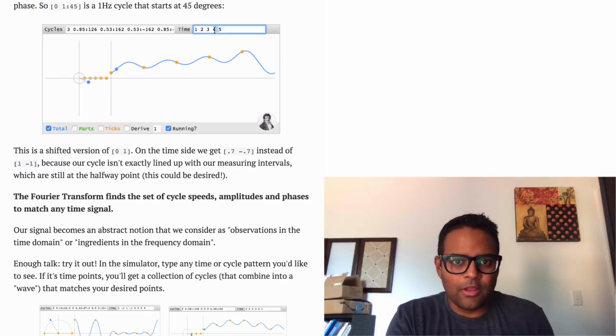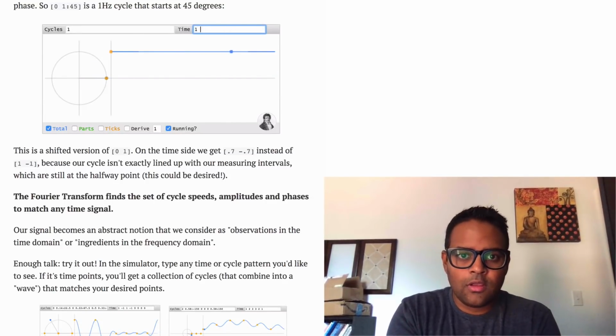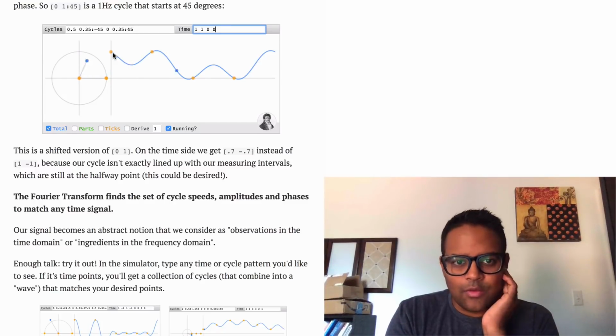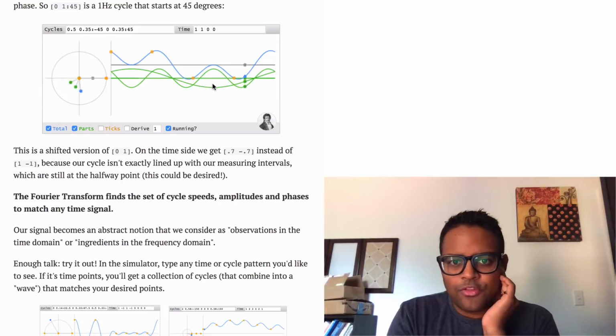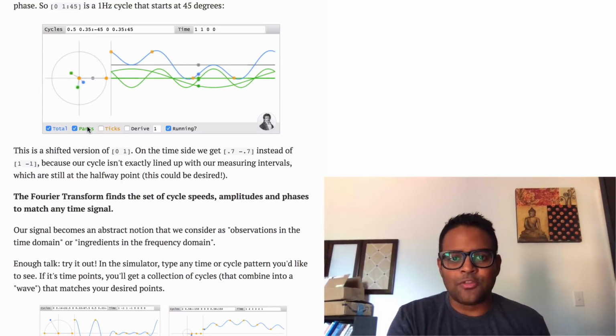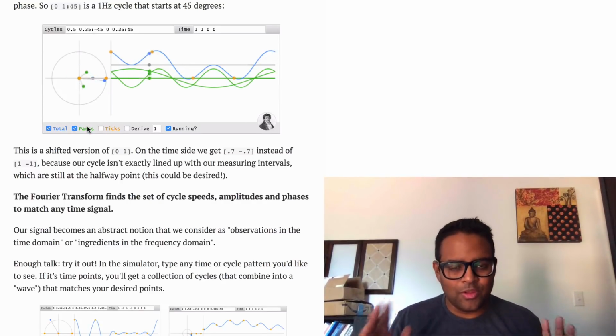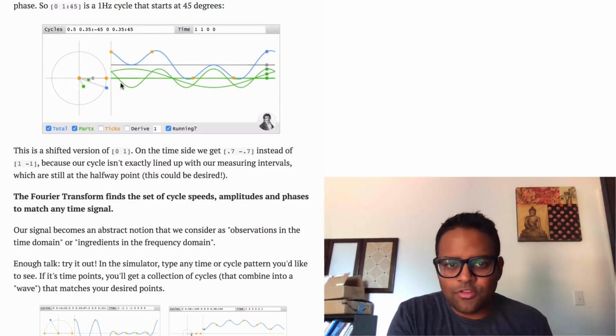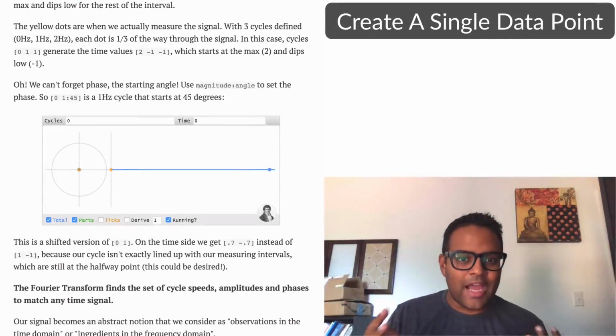And so we can do something else like 1, 1, 0, 0. And again, we have high and low, and there's some kind of curve made up of all these different sine waves that essentially will generate the signal that we want. So it's pretty cool. Any pattern that we can think of, there is some set of components here that can match it. Now it's time for the big aha moment.